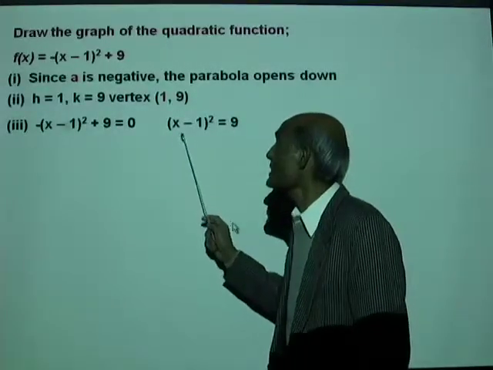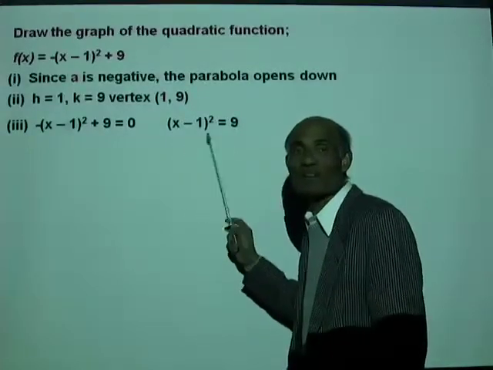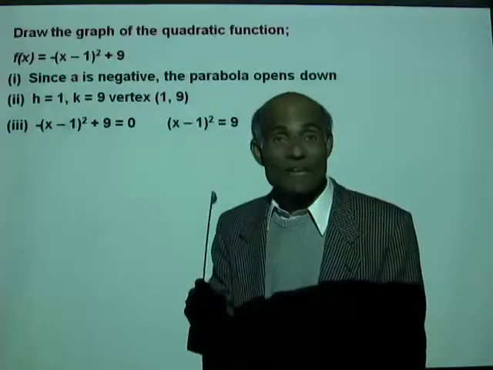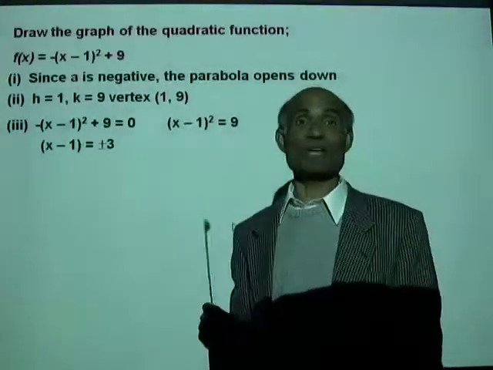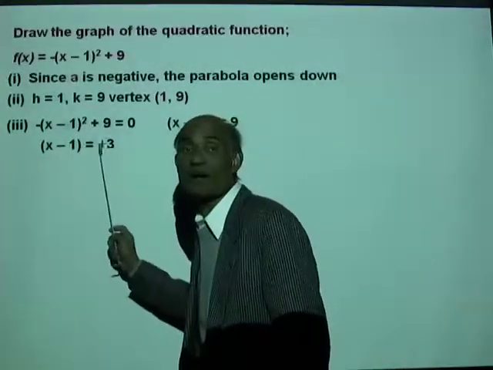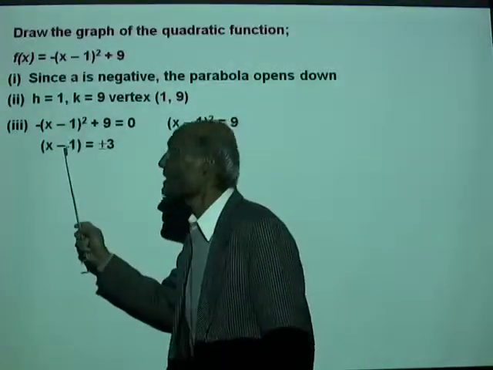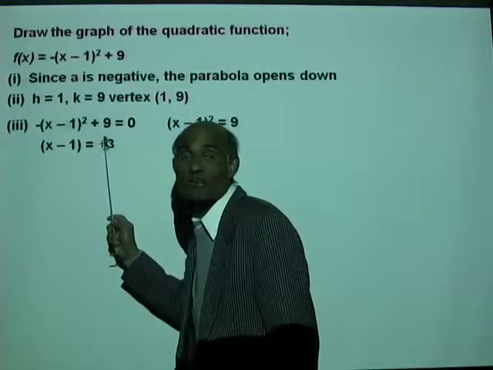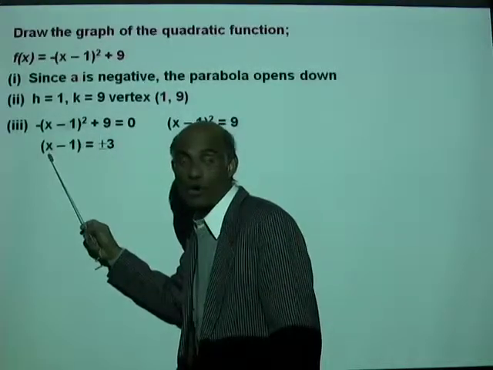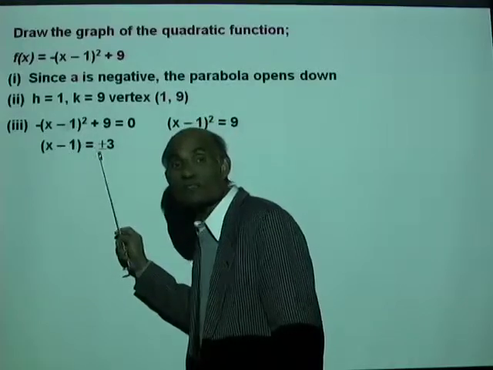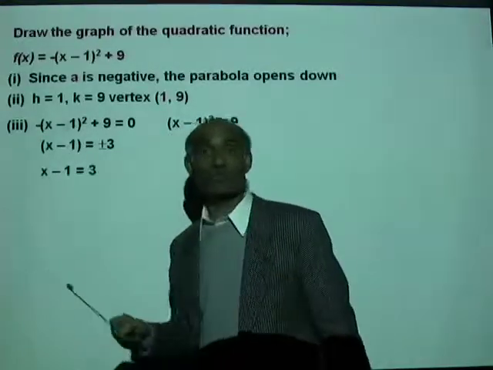The square root of the left hand side is x - 1, and the square root of the right hand side is plus or minus 3. So you get x - 1 = ±3. And now take x - 1 = +3 and solve for x. Then take x - 1 = -3 and solve for x.